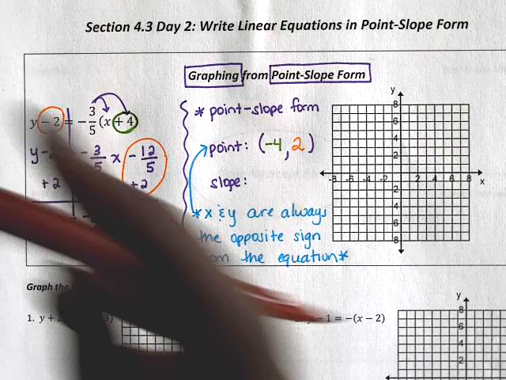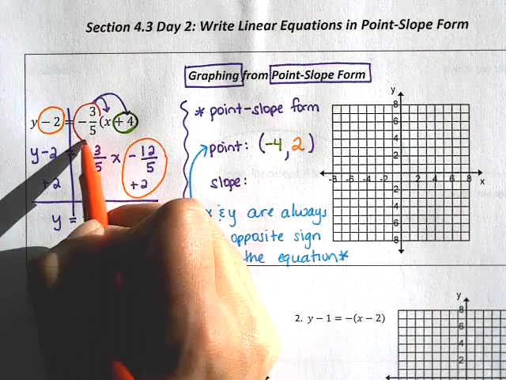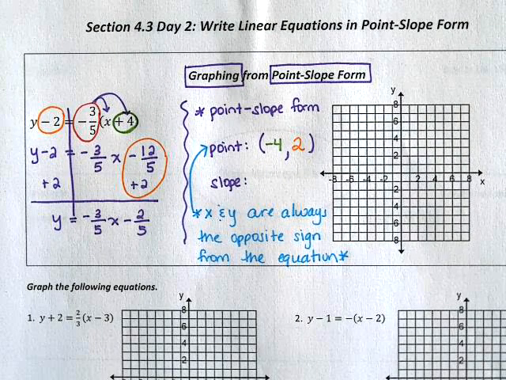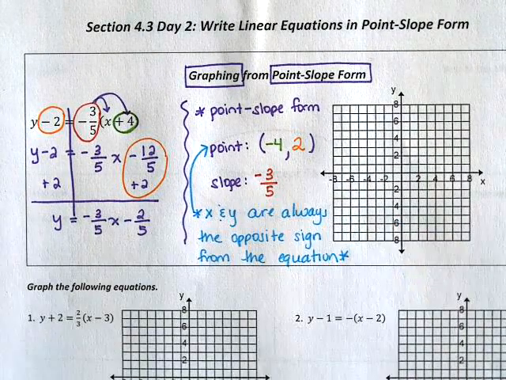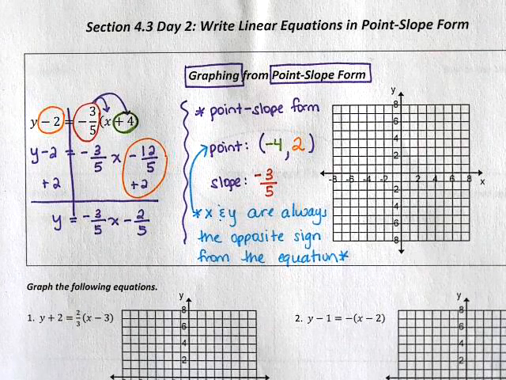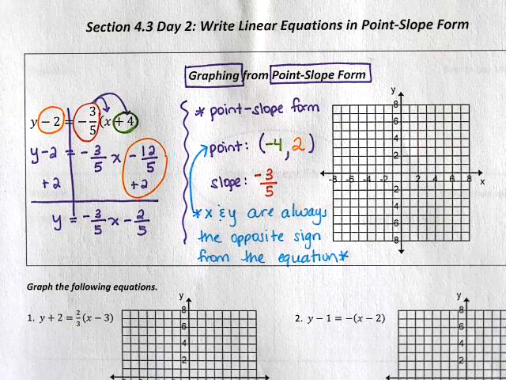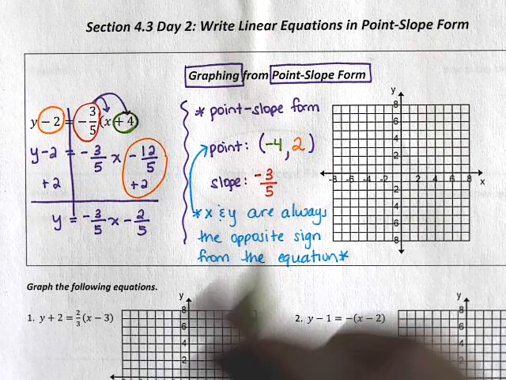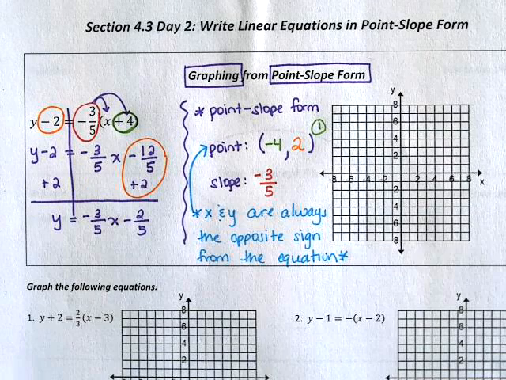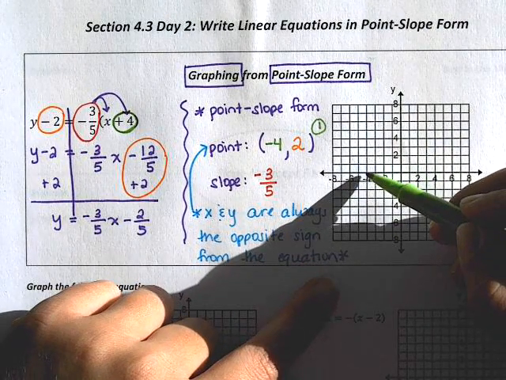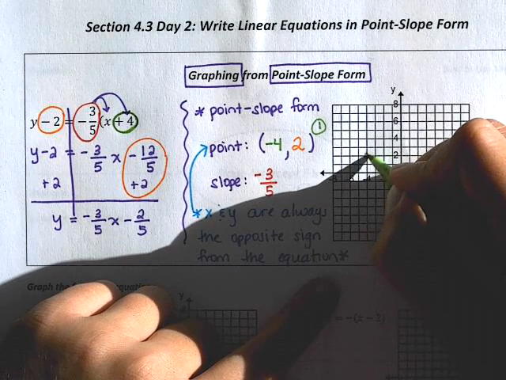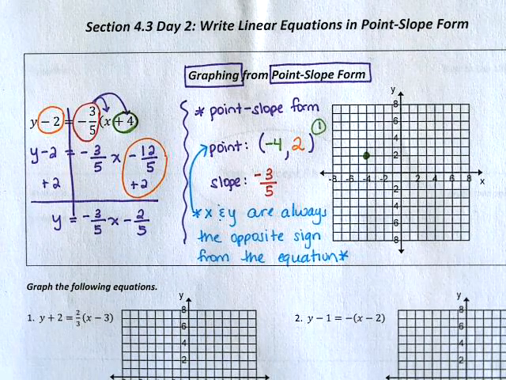The slope is pretty easy to figure out. The slope would just be the number on the outside of the parentheses. So I would have negative 3/5 as my slope. Now here's how I actually make this graph. I'm going to graph the point that it goes through first. So first, I'm going to graph the point. This point says take 4 steps to the right, then travel to the second floor.